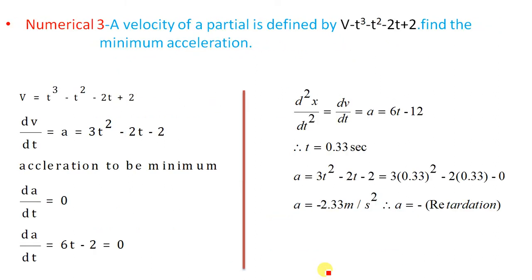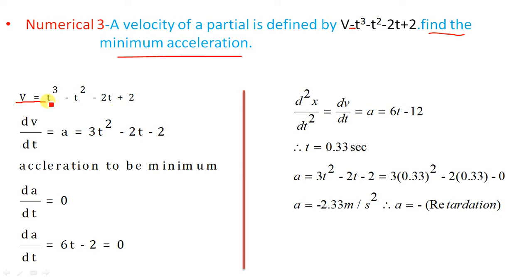Okay, now come towards the third problem. A velocity of a particle is defined by v is equal to t cube minus t square minus 2t plus t. Find the minimum acceleration. Acceleration is minimum when dA by dt is equal to 0. So that formula you have to remember.